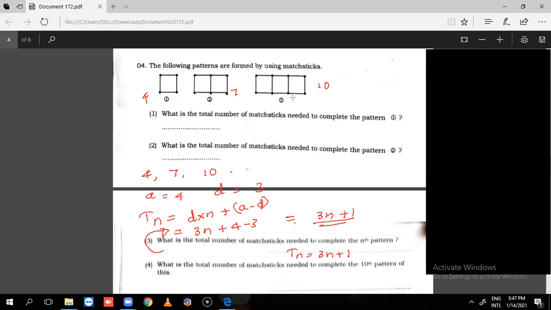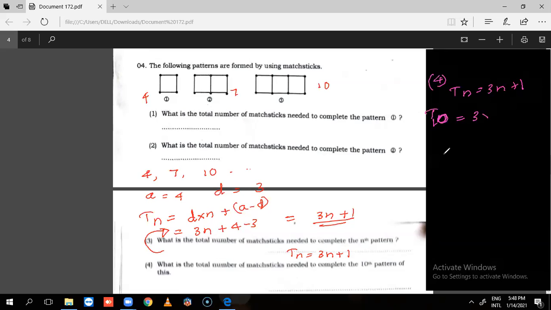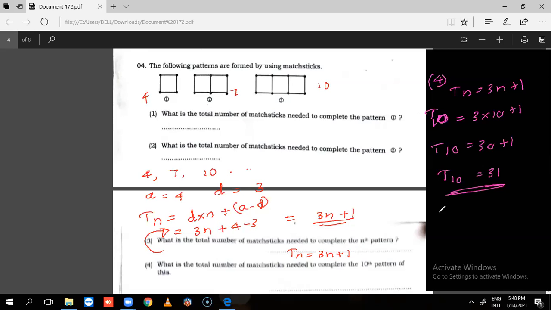The fourth part of this question. Tn equals 3n plus 1. We want T10, right? T10 equals 3 into 10 plus 1. T10 equals 30 plus 1. T10 equals 31. That's all. 31 matchsticks we need to make the 10th pattern.